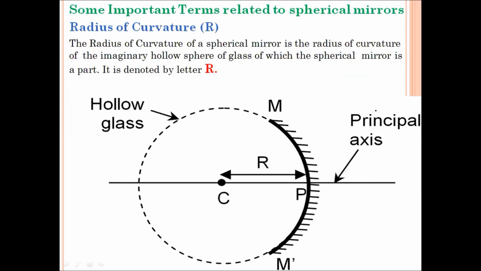Next, we have radius of curvature. The radius of curvature of a spherical mirror is the radius of the imaginary hollow sphere of glass of which the spherical mirror is a part. It is denoted by letter R.